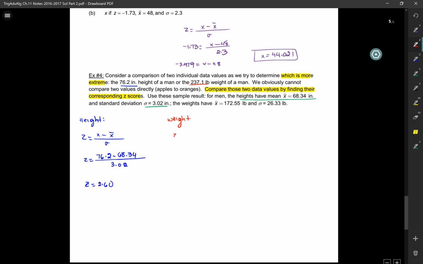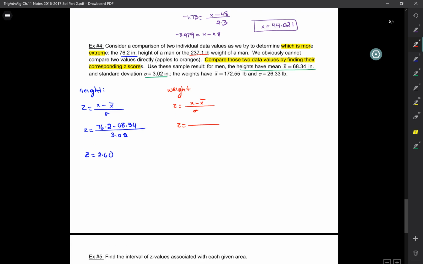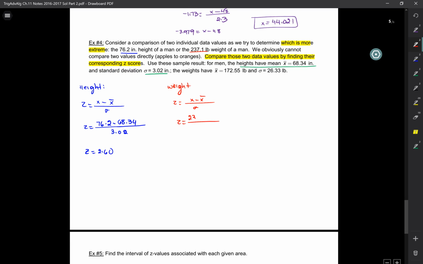Okay, so for the weight, what are we going to plug in for x? The 237.1, right? Minus, what are we going to plug in for x bar? 172.55 over 26.33. How much is the z-score?